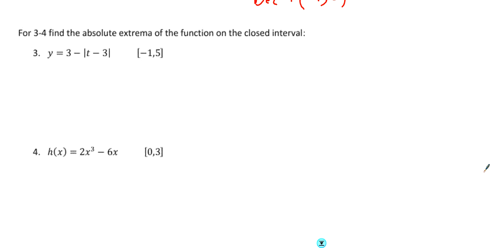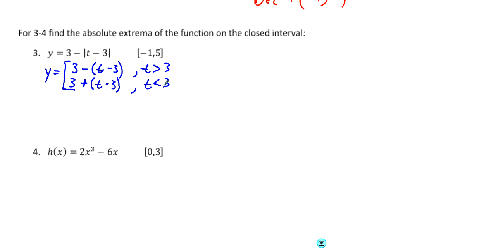Okay? So, number 3, basically, to do absolute value functions, you have to set them up as a piecewise. So one is going to be exactly how it's written, and the other one is going to be the opposite sign, like this. So in front of the absolute value, one's going to be whatever sign it has, and one's going to be the opposite. Now, this one is going to be when t is greater than 3, and this one is going to be when t is less than 3.